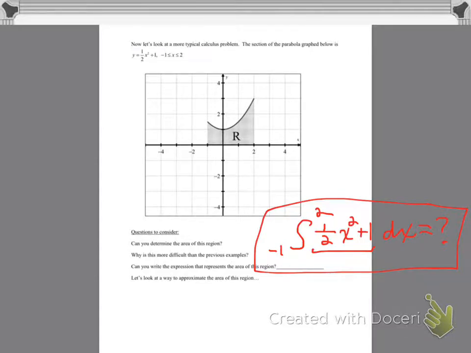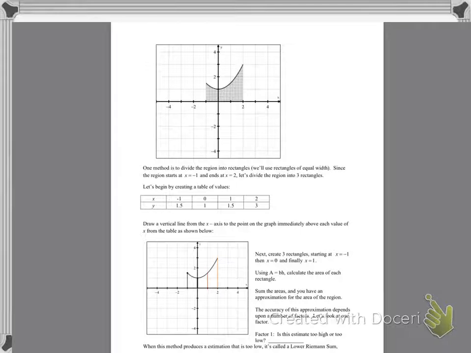Okay, so now we're going to talk about Riemann sums. So I'm going to write this right here. And I have changed this document, so yours may not reflect the change yet. I didn't change this document so that you can see where I'm making changes. We're going to first divide this shape under this curve into rectangles, and they're going to be rectangles of equal width, and they want 3 of them. So this is what we're going to do.